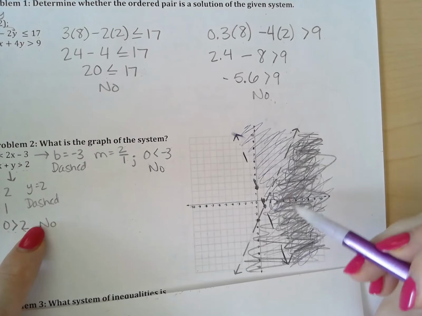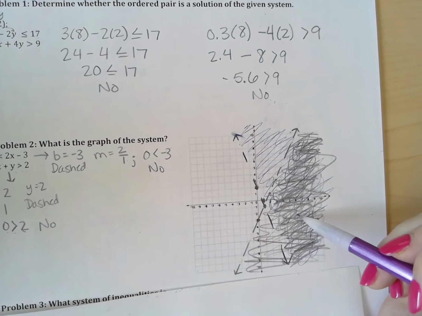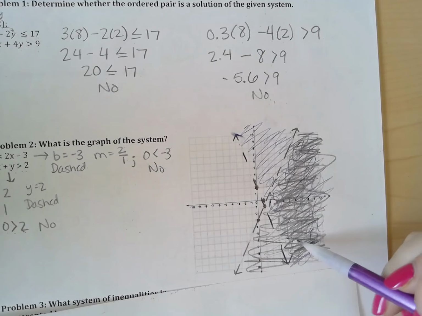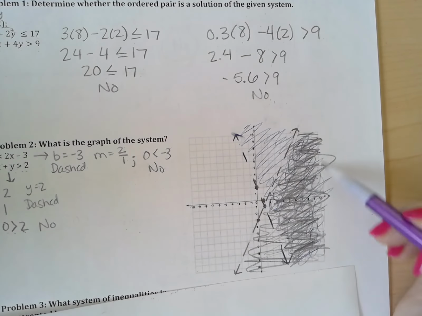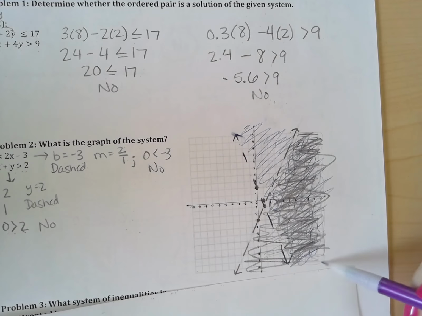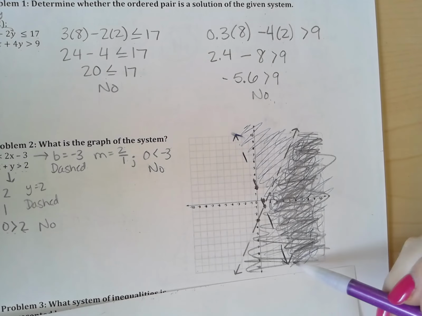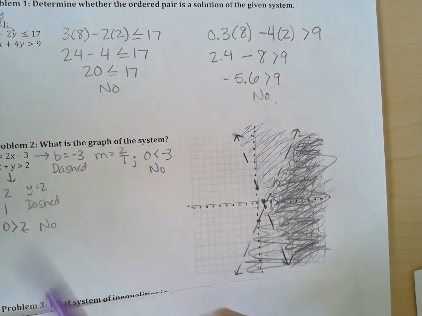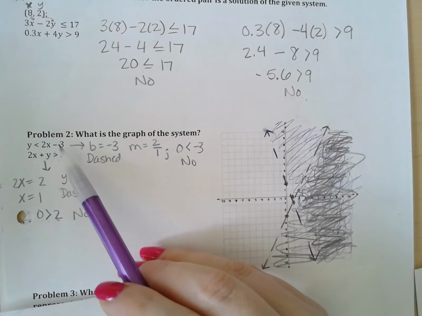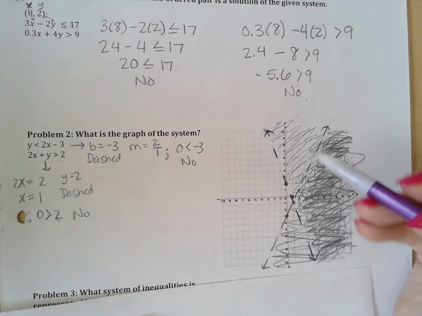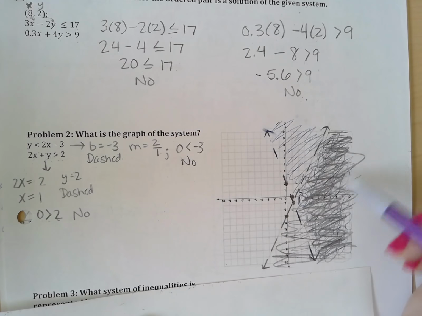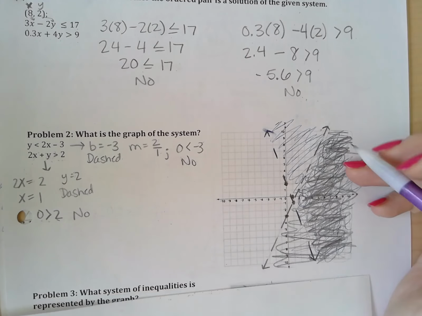I used blue for my second line because it makes it easy to see where they overlap. This overlapping region is actually your answer. All of the numbers or coordinates in this section of the graph will be the solutions to both of these inequalities. So that's what you're looking for, the overlapping part. You graph them both on the same graph, and you just look to see where they overlap.